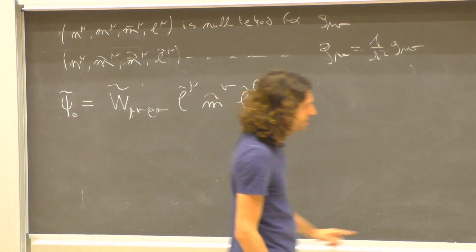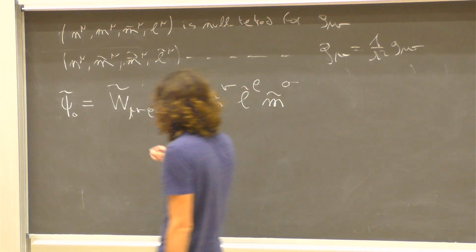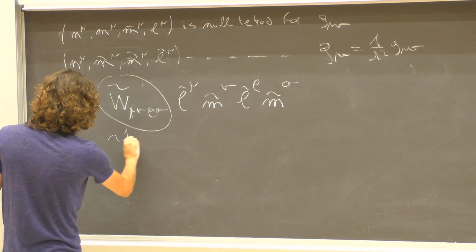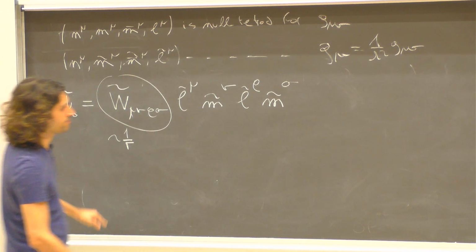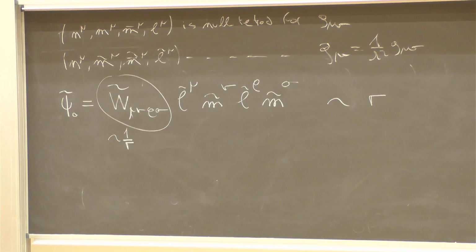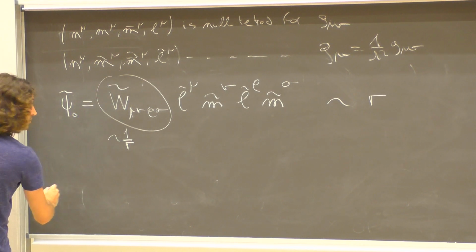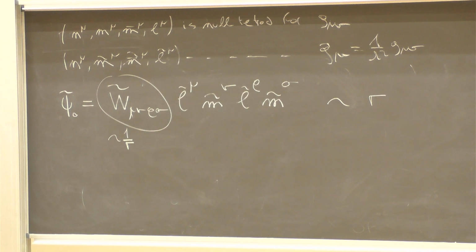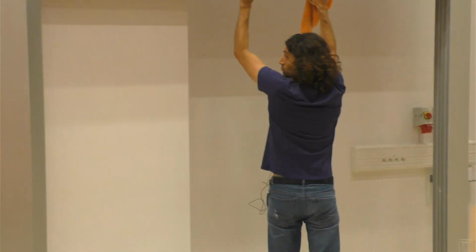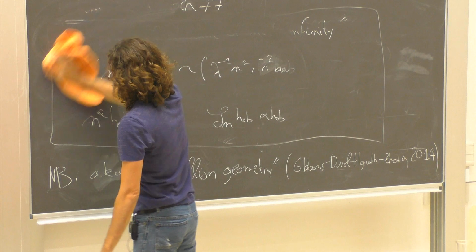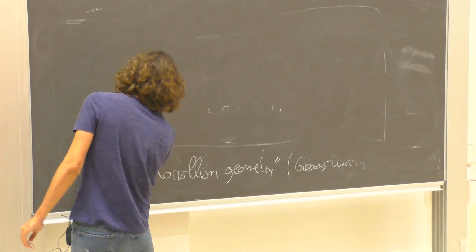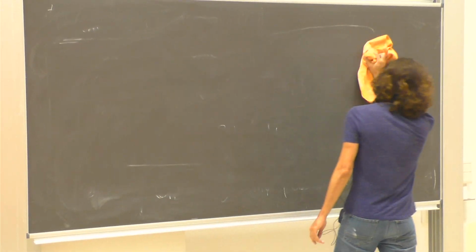So we know already that this guy goes to 0. Naively at least, this is going to go like 1 over r. If you want to know how this behaves in terms of r, we need to know how this tetrad behaves asymptotically. But what do we know? Well, we know that it has to be a null tetrad. So the behavior of this unphysical null tetrad is directly going to follow from the definition.